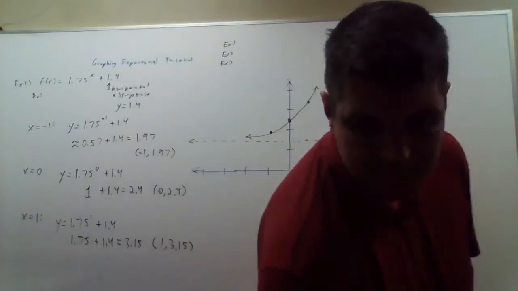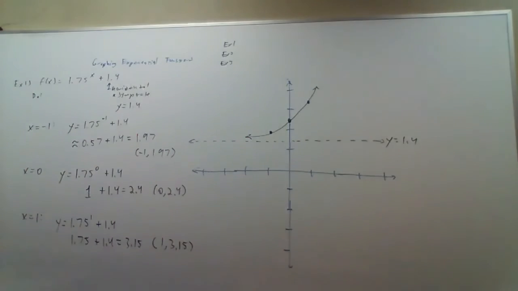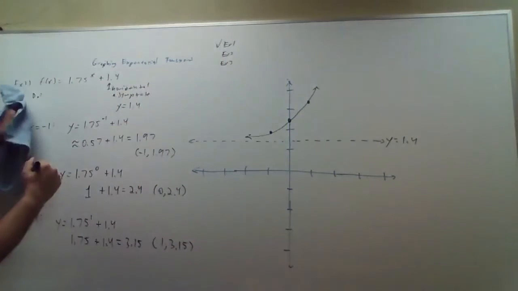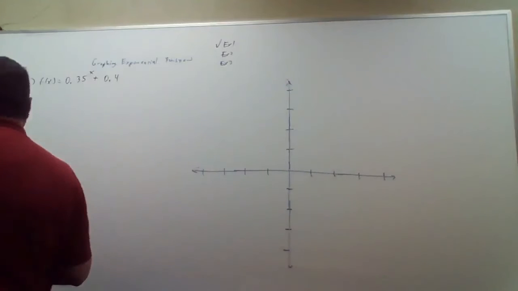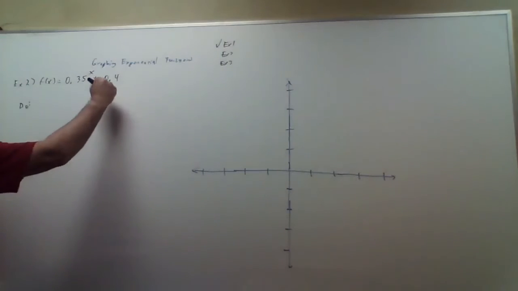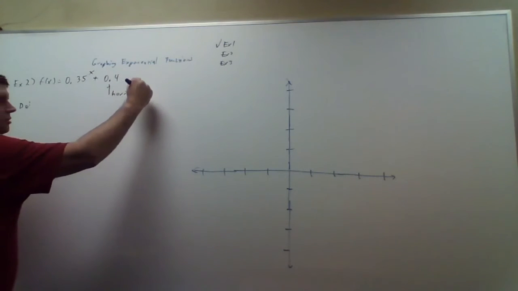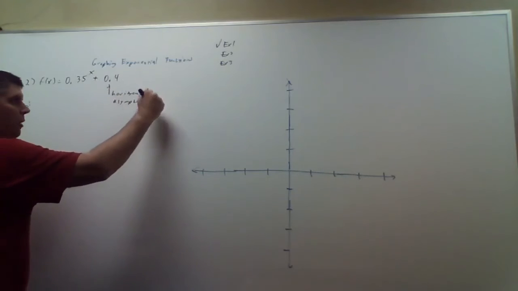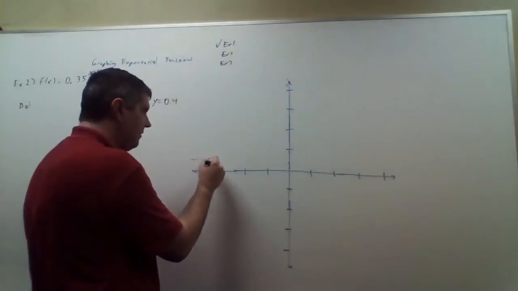Okay, example 2. So we've done example 1, now we'll do example 2. All right, so here's another one. First of all, there will be a horizontal asymptote at y equals 0.4. It's a little bit under a half.